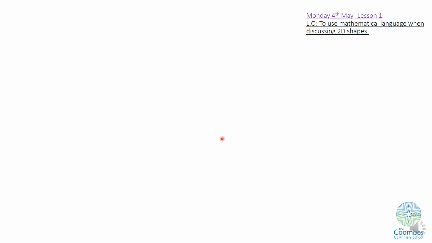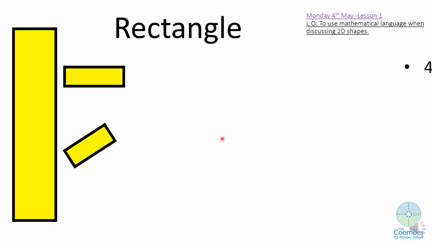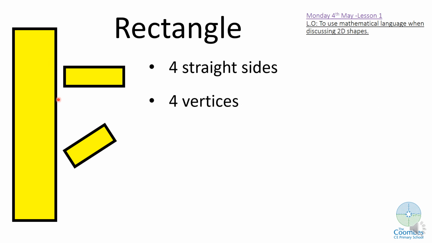Okay then, so let's look at our next 2D shape. Wonder what this shape's name is. Fantastic, it is a rectangle. And let's recap some of the knowledge that we know about a rectangle. A rectangle has 4 straight sides. So here we've got a straight side, so 1, 2, 3, 4. And they are straight. They are not curved like a circle, they are straight.